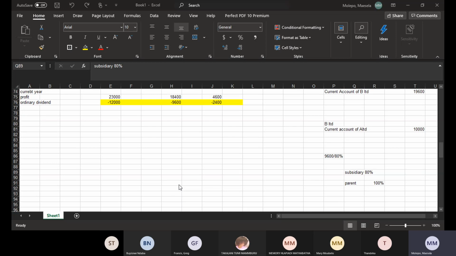We do not adjust the profit before tax with the 9,600 as in example three. There are journals where dividend receivable is debited and credited with 9,600 in this example. In this example, they cancel out each other. The dividend receivable of 9,600.